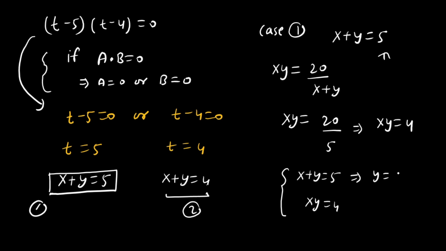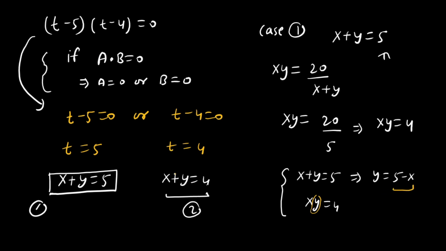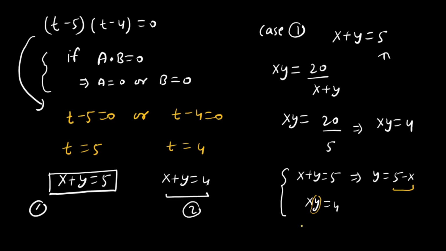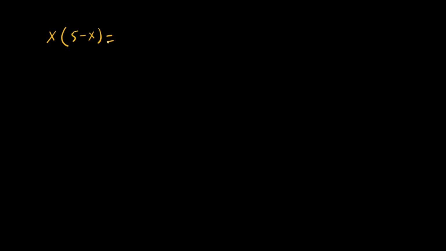This implies y is equal to 5 minus x, and this y is replaced by 5 minus x. Then x times (5 minus x) is equal to 4. This x is multiplied by 5, then we get 5 times x, and this x is multiplied by minus x, then we get minus x square, equal to 4. If we take all the expression on the same side, then x square minus 5 times x plus 4 is equal to 0. Here we will apply middle term split and then find out the value of x.